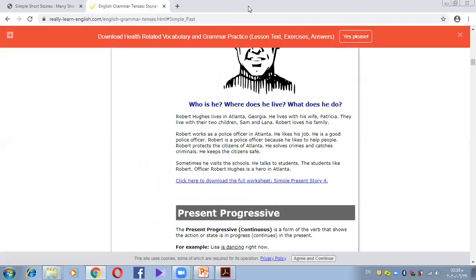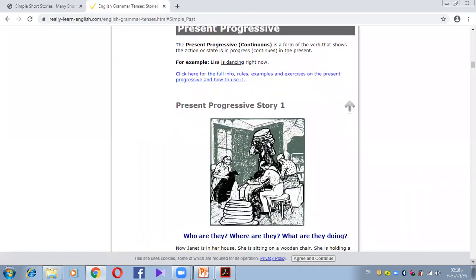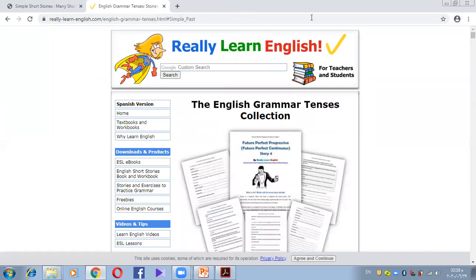For example, I want to practice the present. Do you remember present continuous or present progressive? You are going to find stories for the present progressive. Present simple, you are going to find for the present simple. So it's really a very nice website. I really like it a lot. It's very helpful. It's called what? It's called Really Learn.